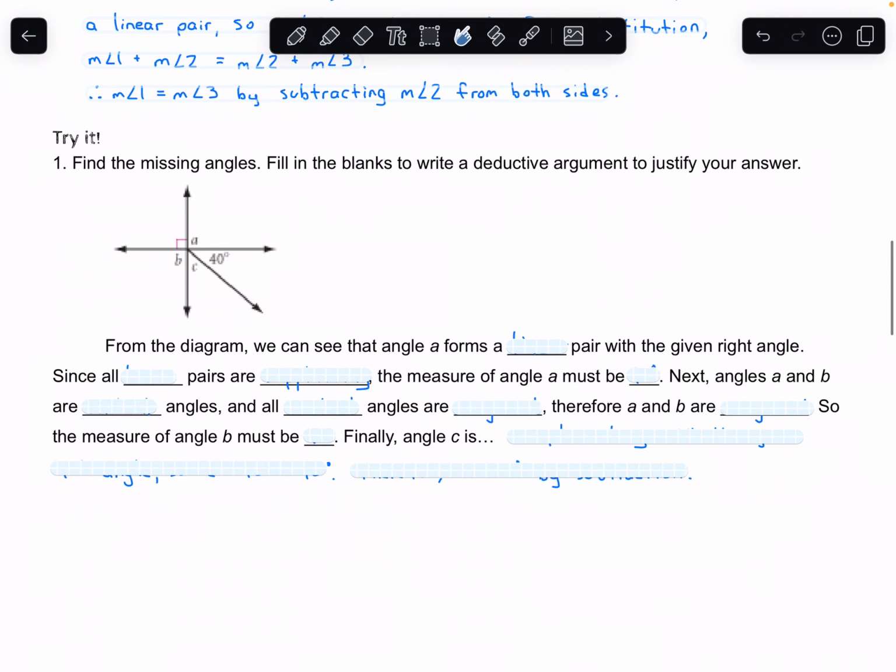What I have next for you is a partially filled in deductive argument. So I want you to try this yourself. Take a look at the diagram and pause the video. See if you can fill in these blanks to form the deductive argument in order to justify your answers for all three missing angles, A, B, and C.